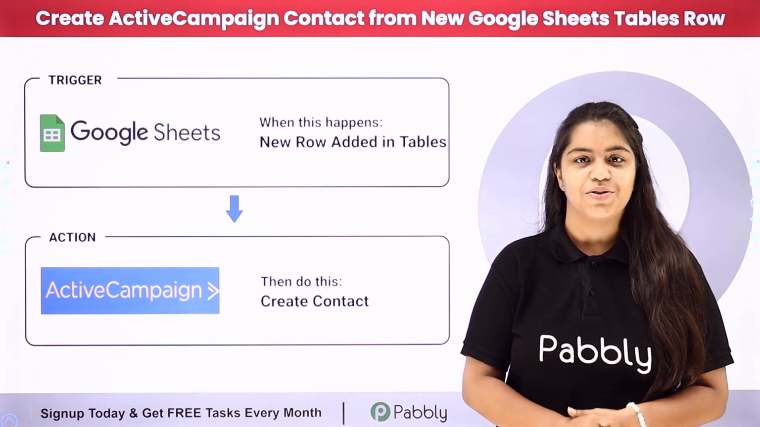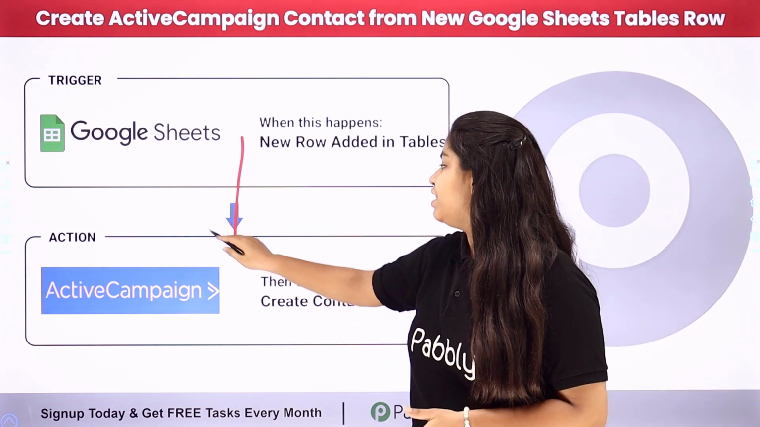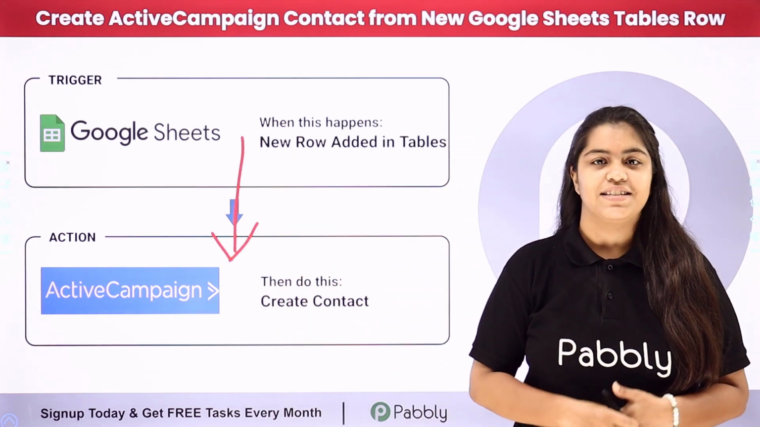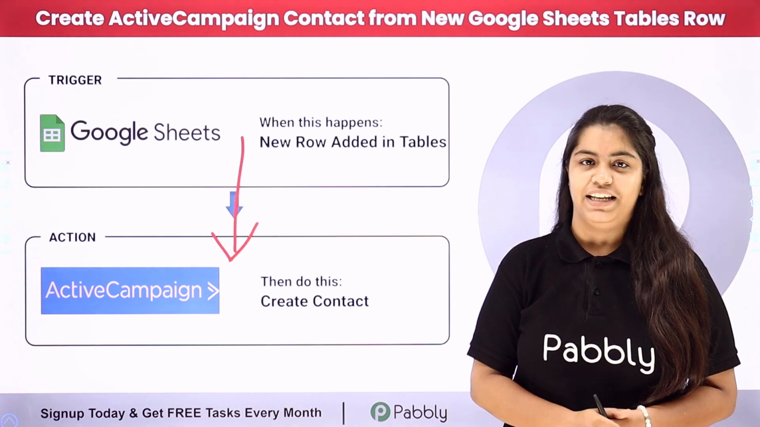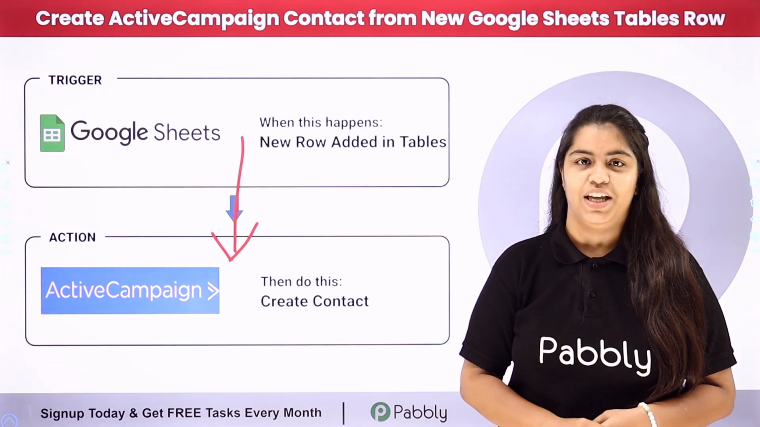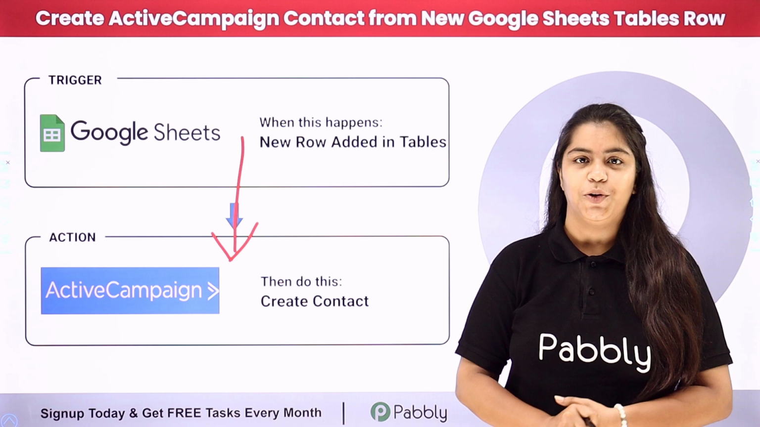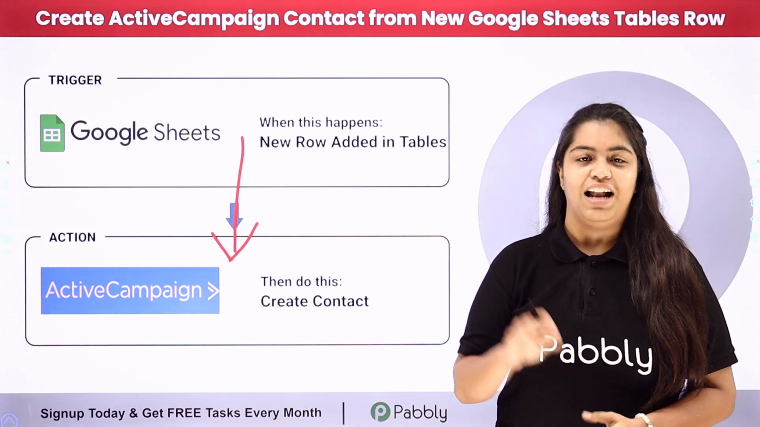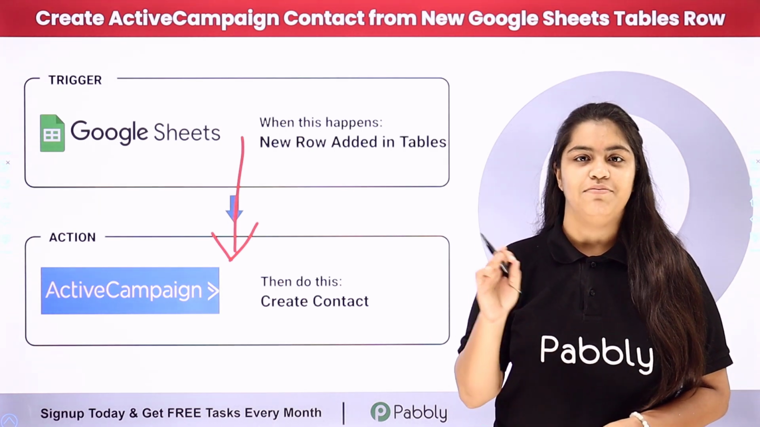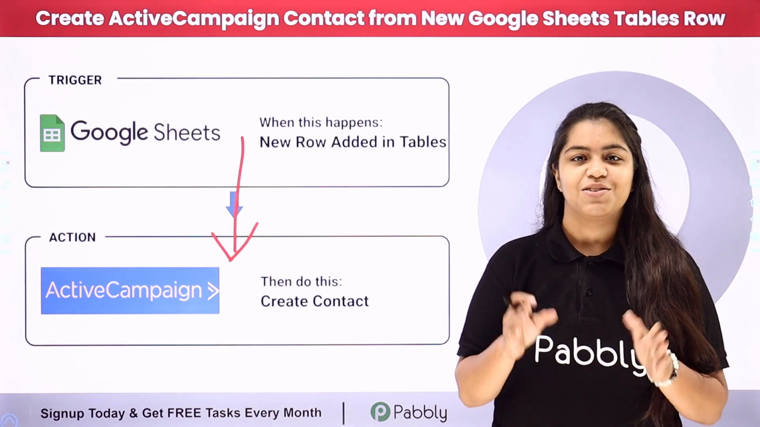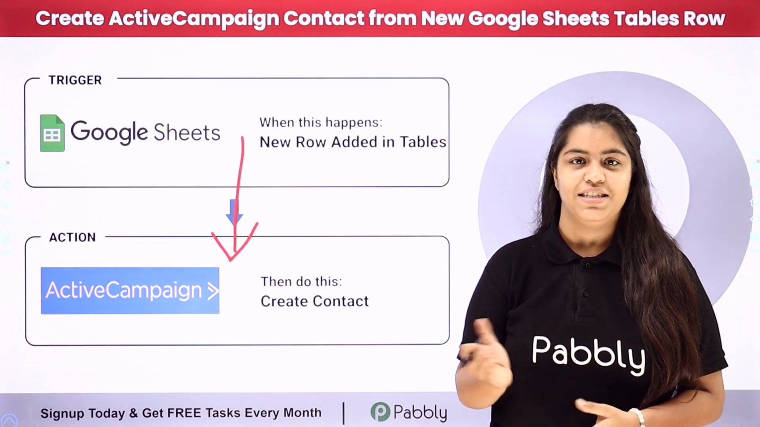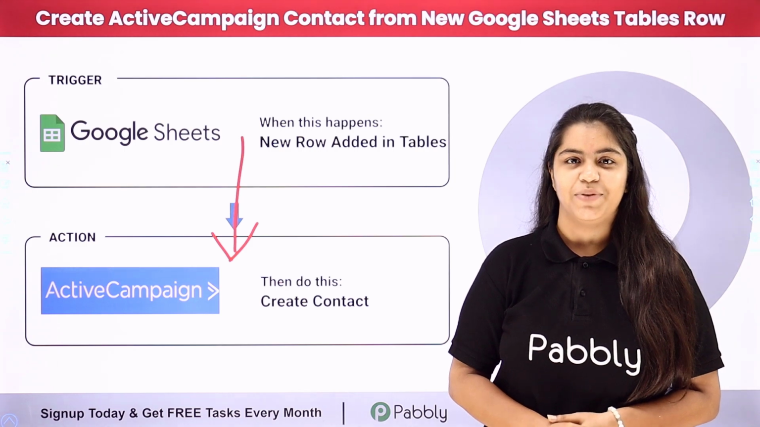To do this, we are going to create a connection between Google Sheets and ActiveCampaign. To create this connection, we are going to use Pabbly Connect. It is an amazing automation software. So we are going to create this connection without doing any programming or coding. And I'm going to do this because I want to convert my leads into real customers. So do you also wish to learn this process step by step? Then let me take you to my computer screen.